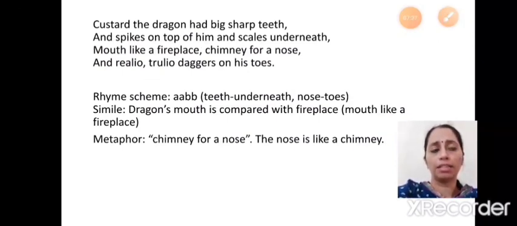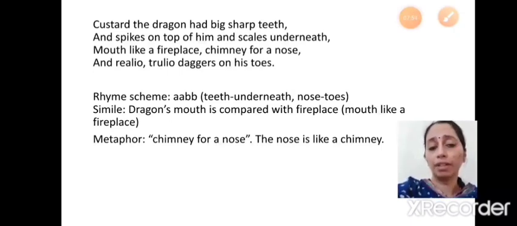Rhyme scheme again. Teeth, underneath, nose and toes. It's AA, BB. Again we have a simile over here. Dragon's mouth is compared with fireplace. Mouth like a fireplace. So there's a direct comparison between dragon's mouth and the fireplace. So that is simile.